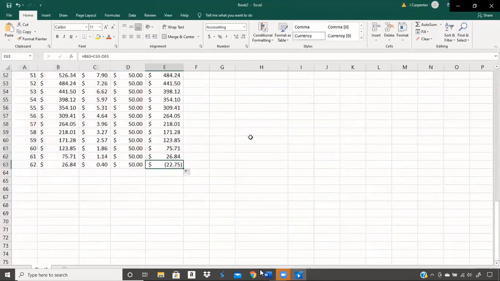Now what you see here is parentheses. In Excel, that means negative. Sometimes it will show a negative symbol, and that's if you did not format it to currency, I believe. And then sometimes it'll show it in parentheses, but just understand that if you see a parentheses number like this, that means it's negative. Now you only owed $26.84 this month.